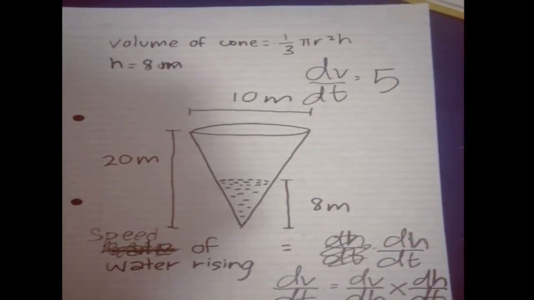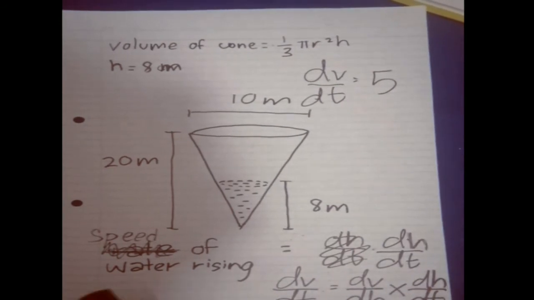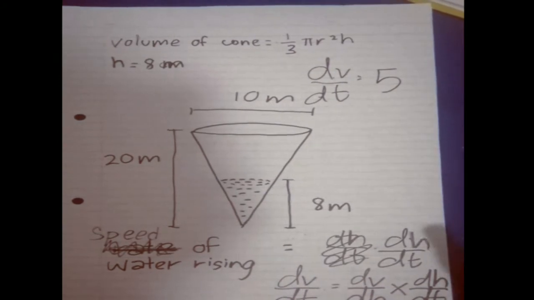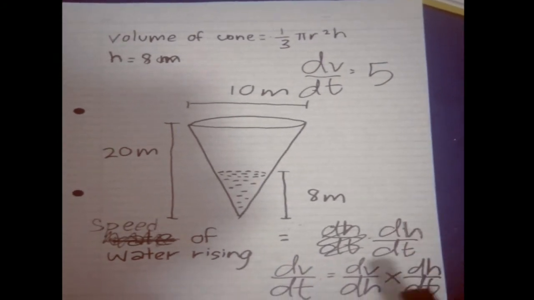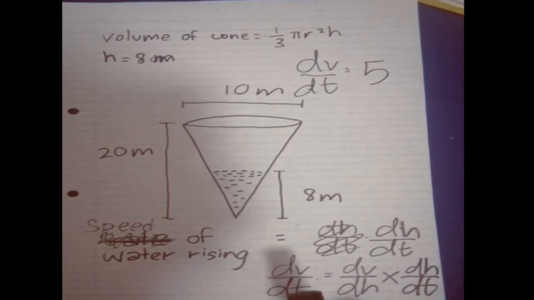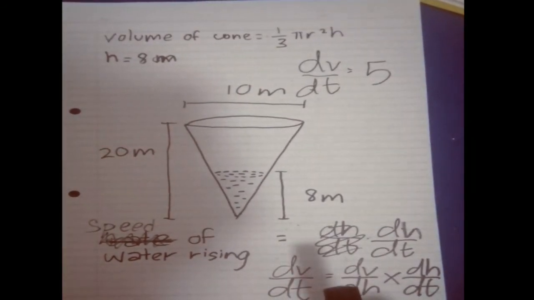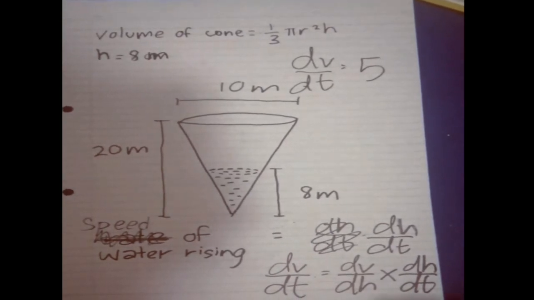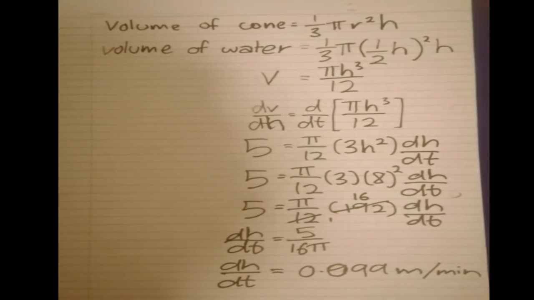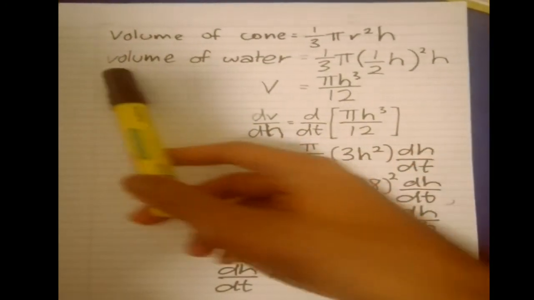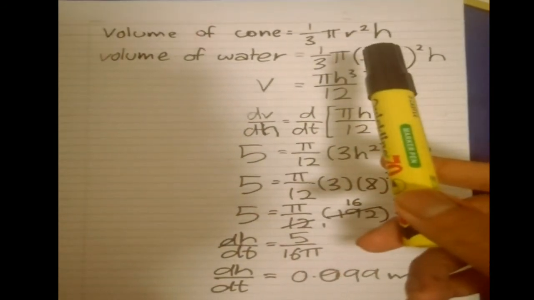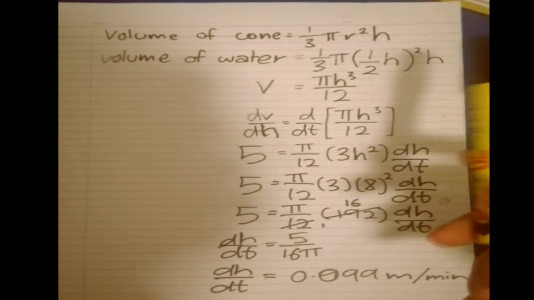Now, the question wants to find the speed of the water rising when it reaches 8 meters. And the speed is dh/dt. And to get dh/dt, you have to use this formula: dV/dt equals dV/dh multiplied by dh/dt. So, in order to find the speed of the water, you have to find the volume of water using the volume of a cone, 1/3 pi multiplied by r squared multiplied by h.